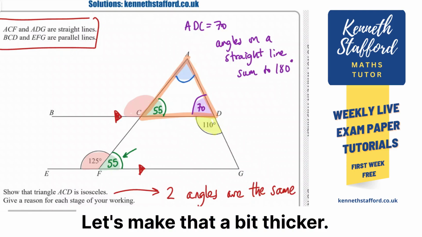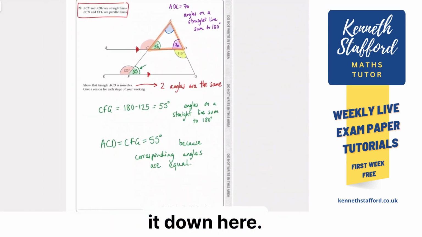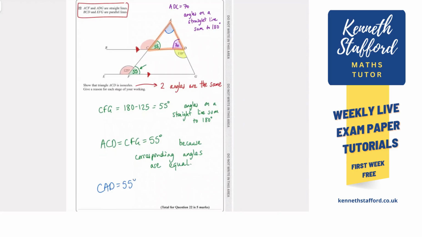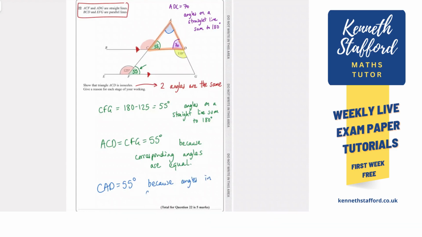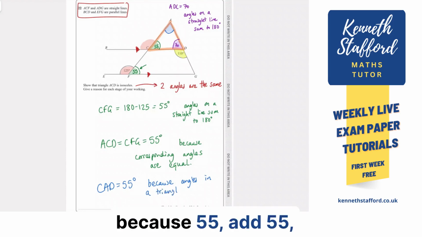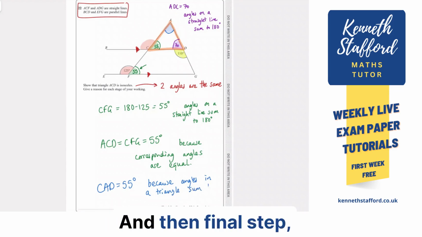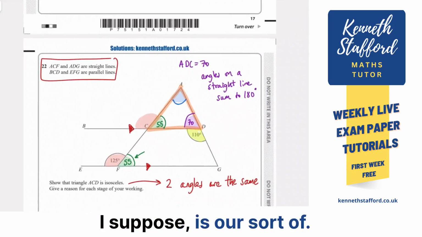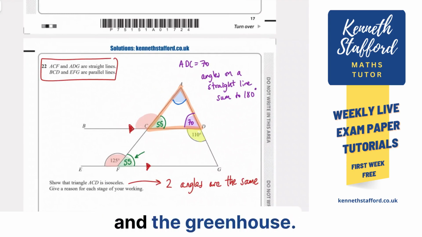Let's make that a bit thicker. Angle CAD, I'm just going to write it down here. CAD equals 55. And that is because angles in a triangle sum to 180. Because 55 add 70 makes our 180. And then final step, I suppose, is our sort of, we say, and I thought it would be the blue and the purple, but actually it's the blue and the green.